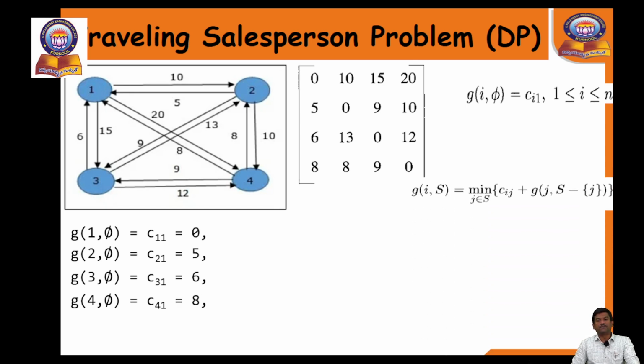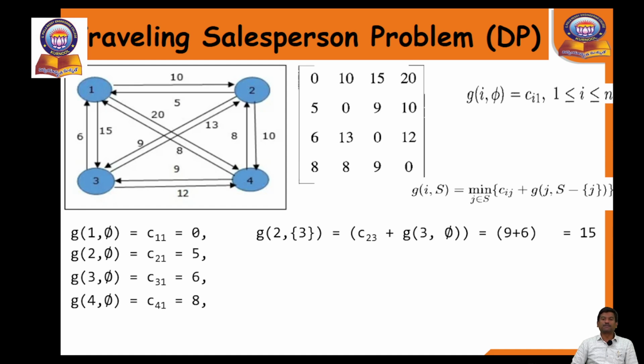And you need to find g of I comma s. That is, you have taken from the city 1, that is the first step, and from the remaining, that is minimum of c of ij plus g of j comma s minus j. That is, you'll be finding g of 2 comma 3. So according to the formula, i value is equal to 2 and j value is equal to 3, because we are considering the vertex 3, plus g of j comma s minus j. When you subtract this, nothing will be present.